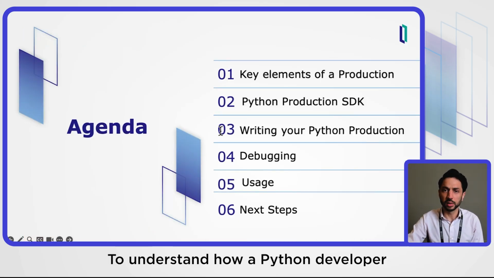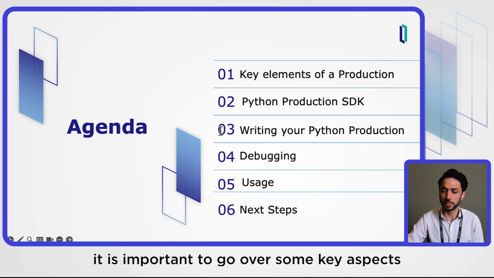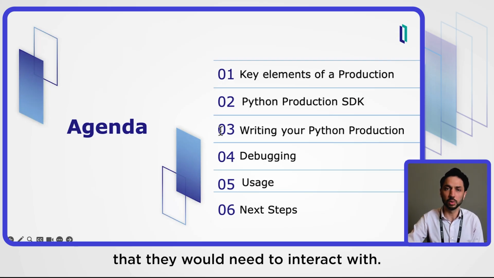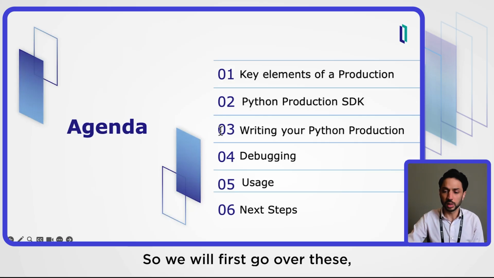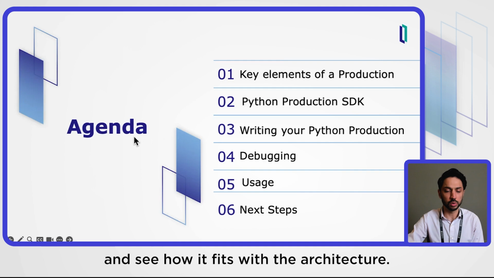To understand how a Python developer would access the productions architecture, it is important to go over some key aspects of a production that they would need to interact with. So we will first go over these, and then we will also directly go over some of the Python code and see how it fits with the architecture.